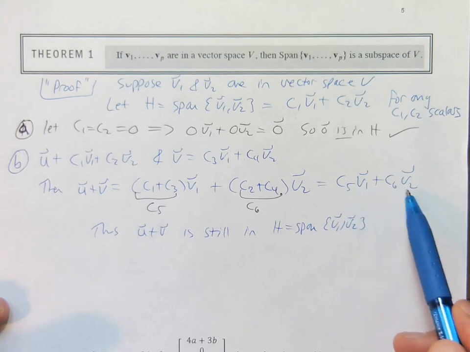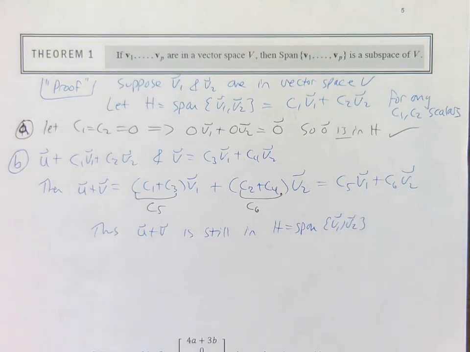Right, this is some other linear combination of V1, V2, and so we added U and V, and it was still a linear combination, so it's in the span.